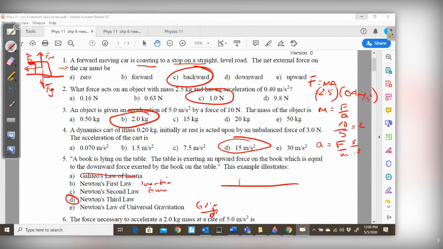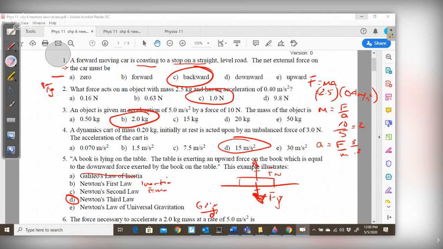Here we have our table, here we have our book. Well, we have a force of gravity acting downwards. That's supposed to be a G. And we have a normal force acting upwards. And this is supposed to be an arrow here. These two forces are going to be equal and opposite to each other. That's Newton's third law. For every action, there's an equal and opposite reaction.